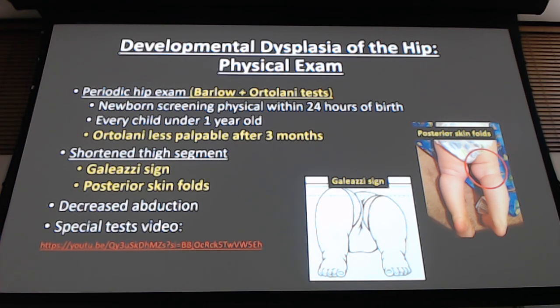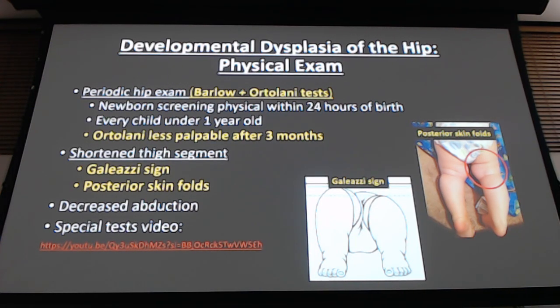Good to go? Okay. Posterior skin folds. I even circled it, right? The skin folds that are circled there do not equate to the ones on the unaffected side. That is your posterior skin folds sign, if you will. That's what we're talking about there.